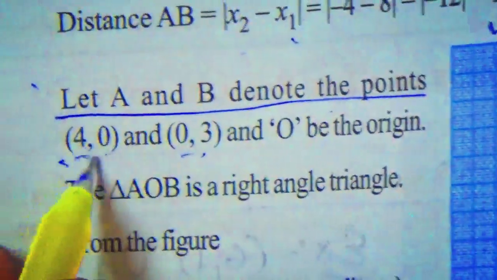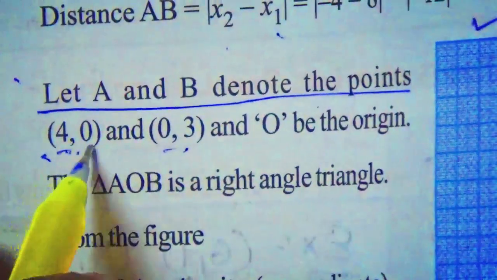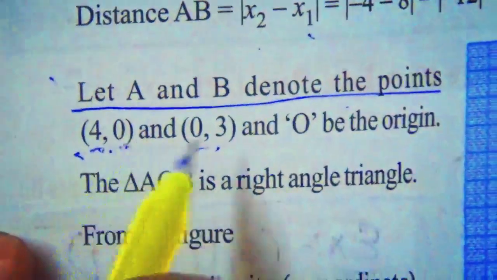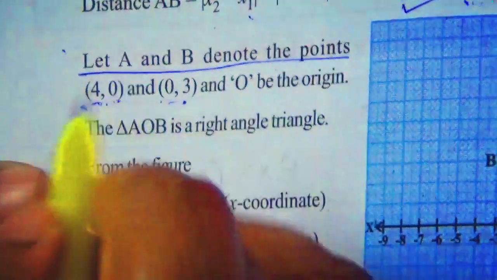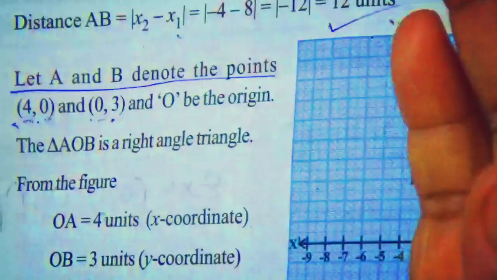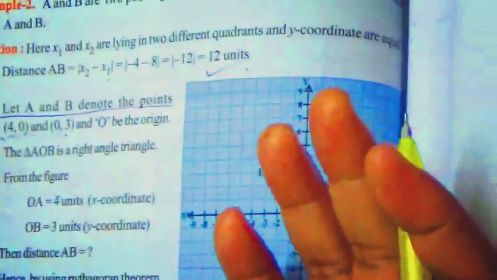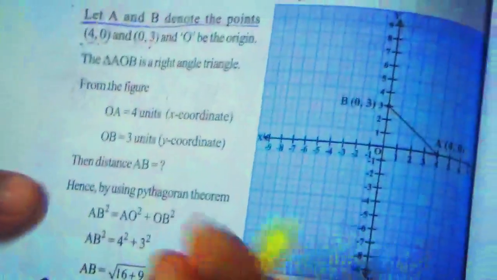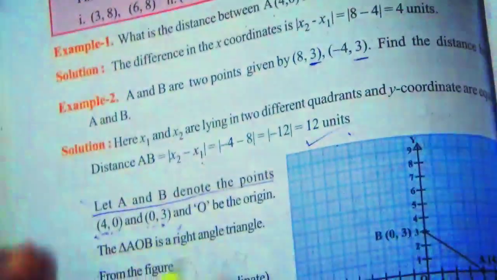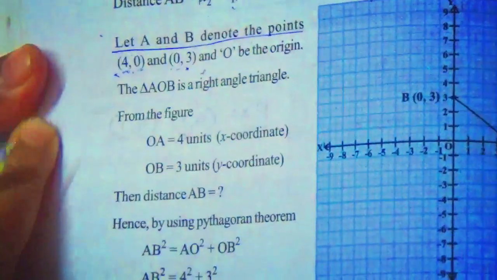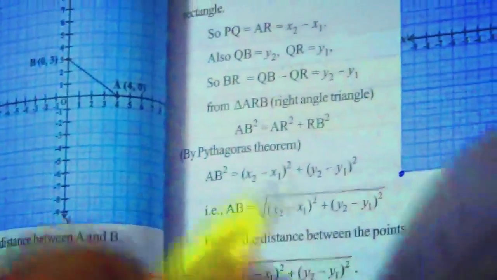Here in the first point, the y coordinate is 0. In the second point, the x coordinate is 0. Then how does the formula change? That is the formula used for this kind of case. I am writing it here, you just take that formula.